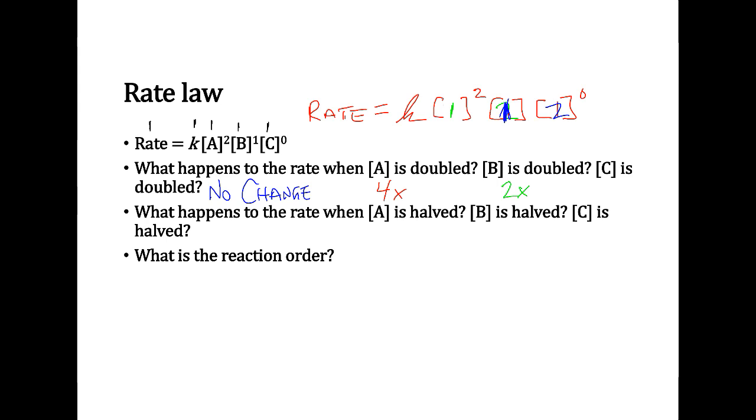Let's go ahead and pause the video and then try to figure out what happens to the rate when A is halved, B is halved, and C is halved. All right, so what we should see is that whenever the concentration of A is halved, the rate goes to 1/4 its initial value. When the concentration of B is halved, the rate goes to 1/2 the initial value. And whenever C is halved, there is no change.